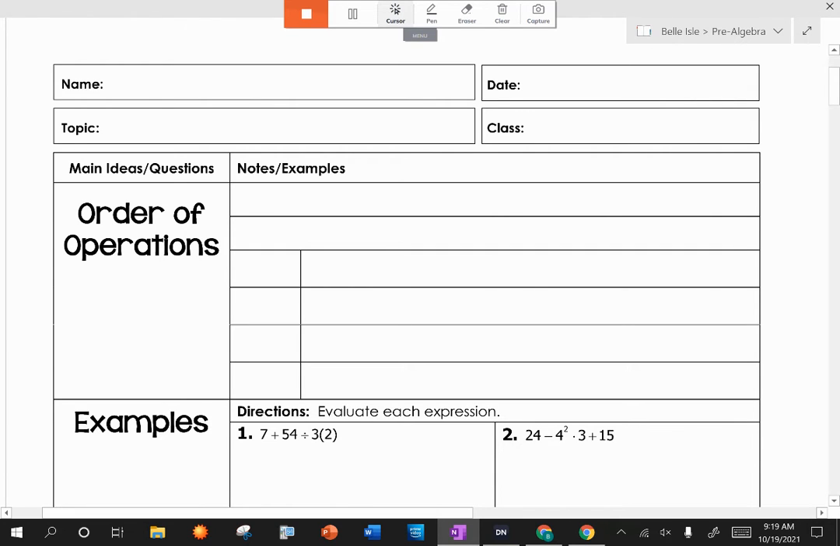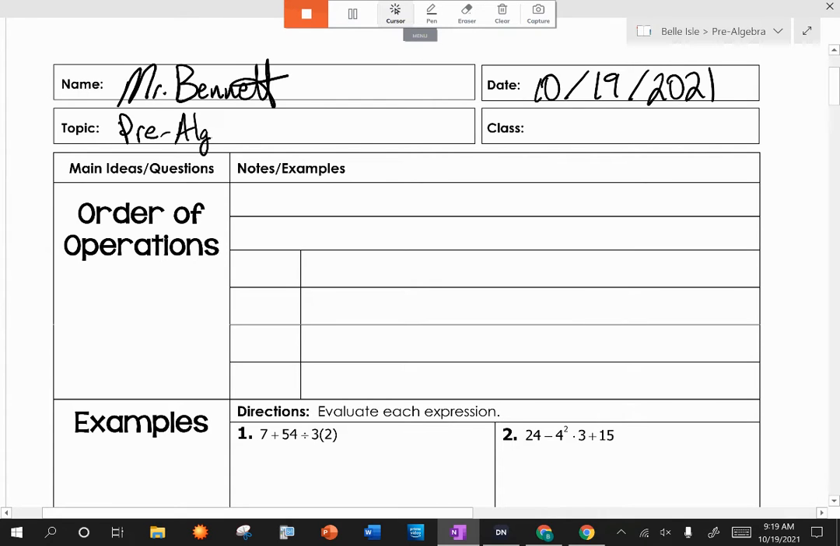We're working on order of operations. Okay. Everybody, make sure you've got notes. If you don't, this front table has a couple extra copies. Please put your name and today's date. We are in Pre-Algebra. You are correct. A1. This has been a little while.